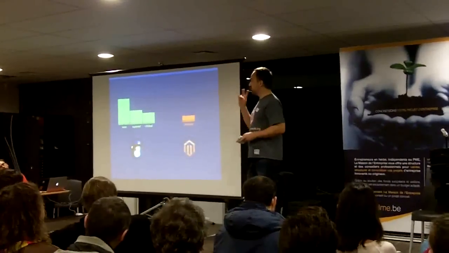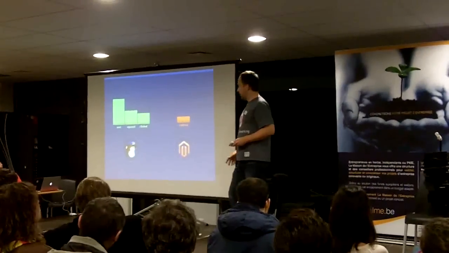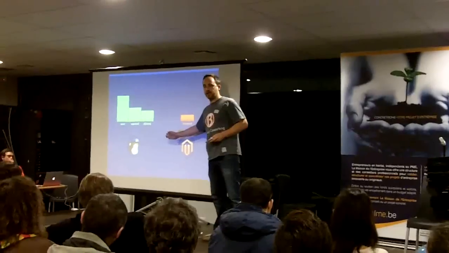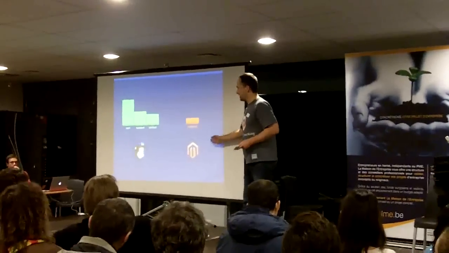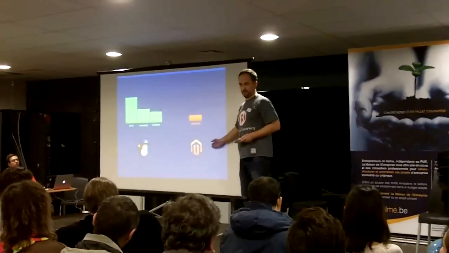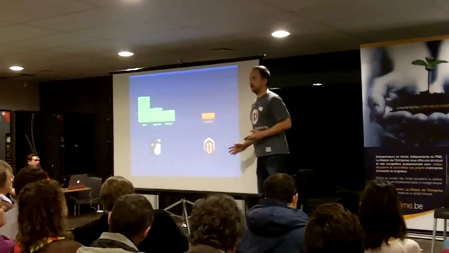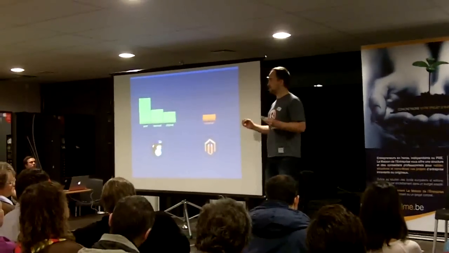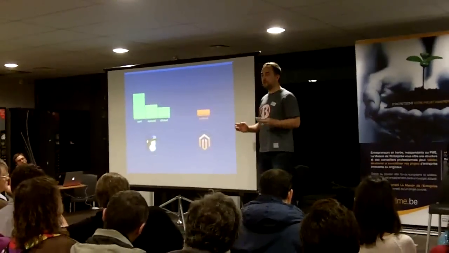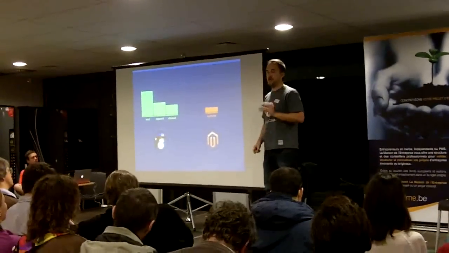We are focusing on two of these platforms. We have Mailchimp as the email marketing provider and Magento as the online webshop. Why do we call these two? Well, we decided to start with the two biggest platforms in the world that are also the fastest growing platforms.